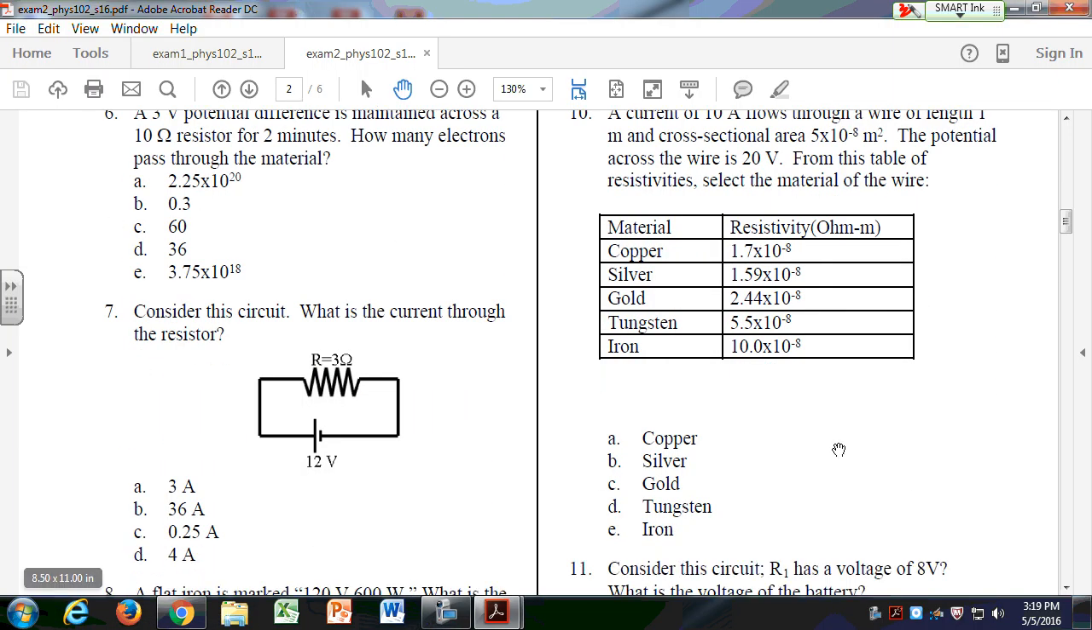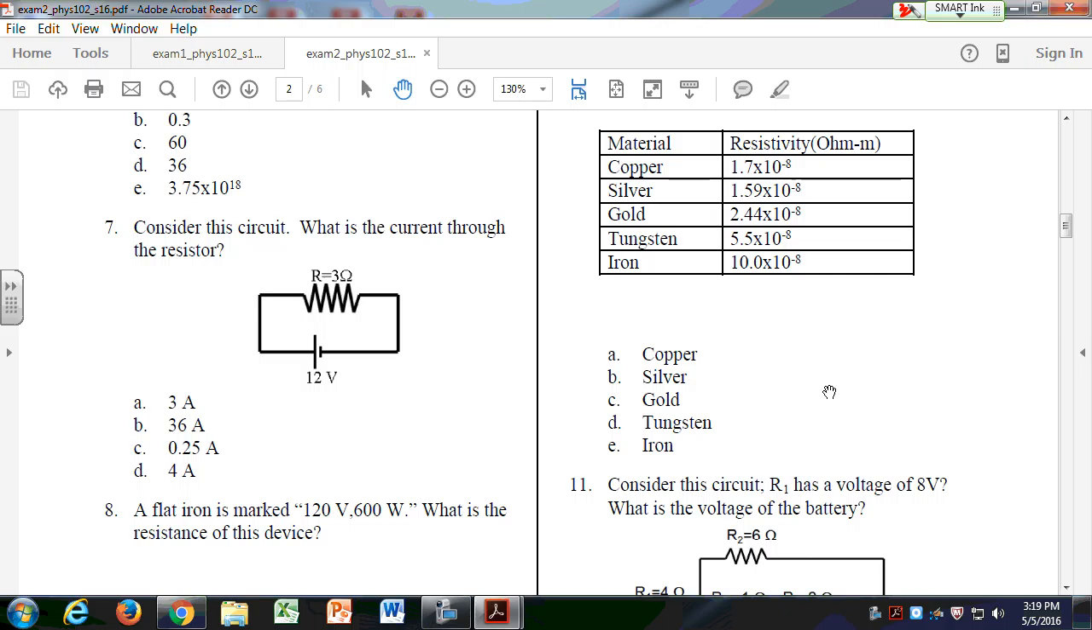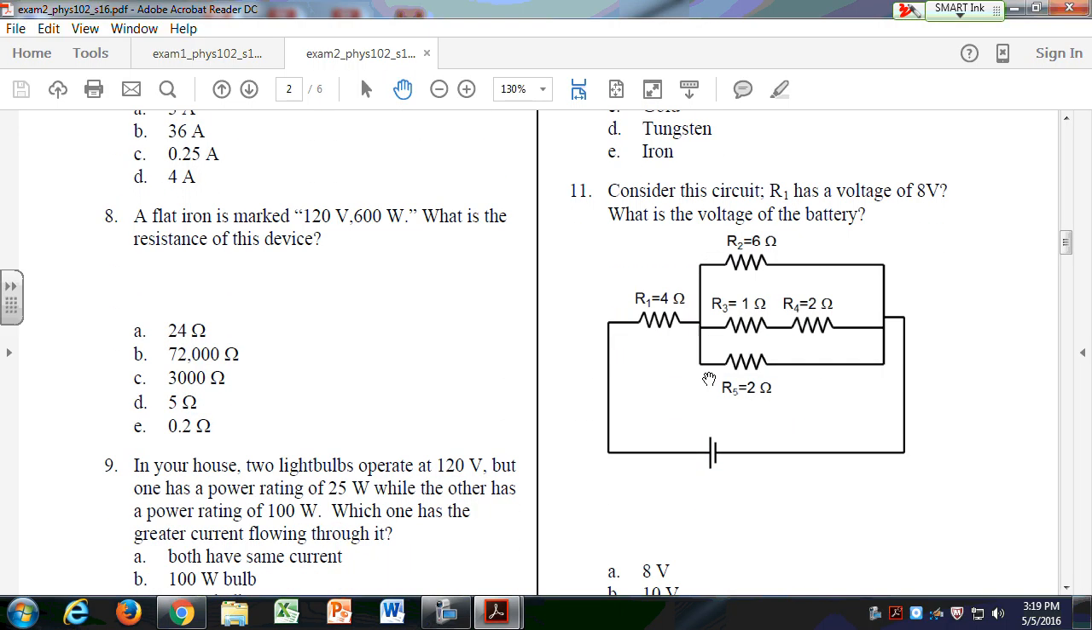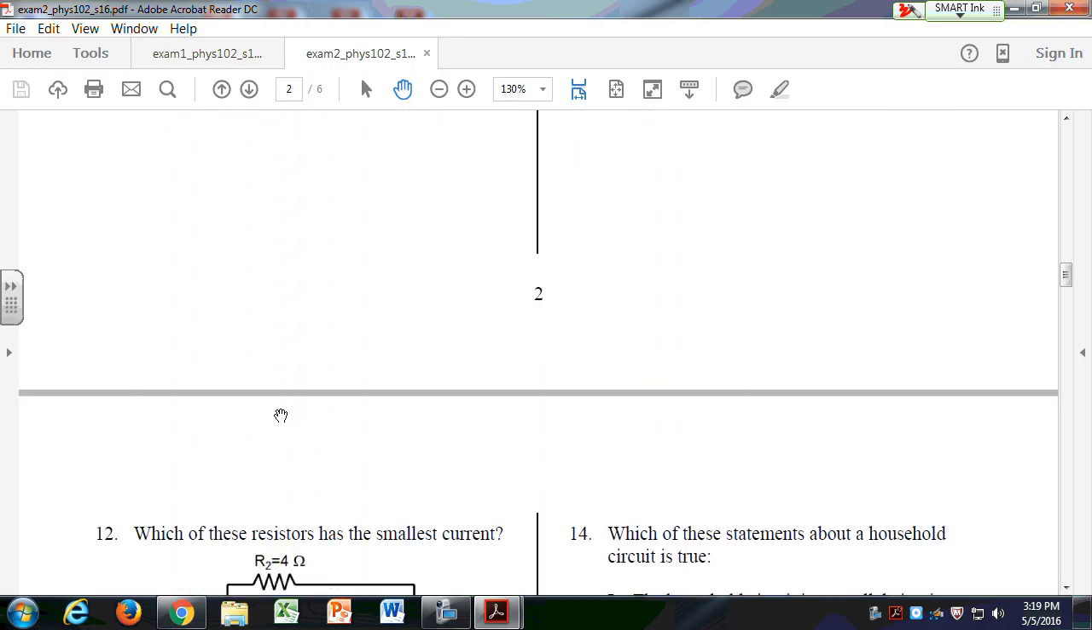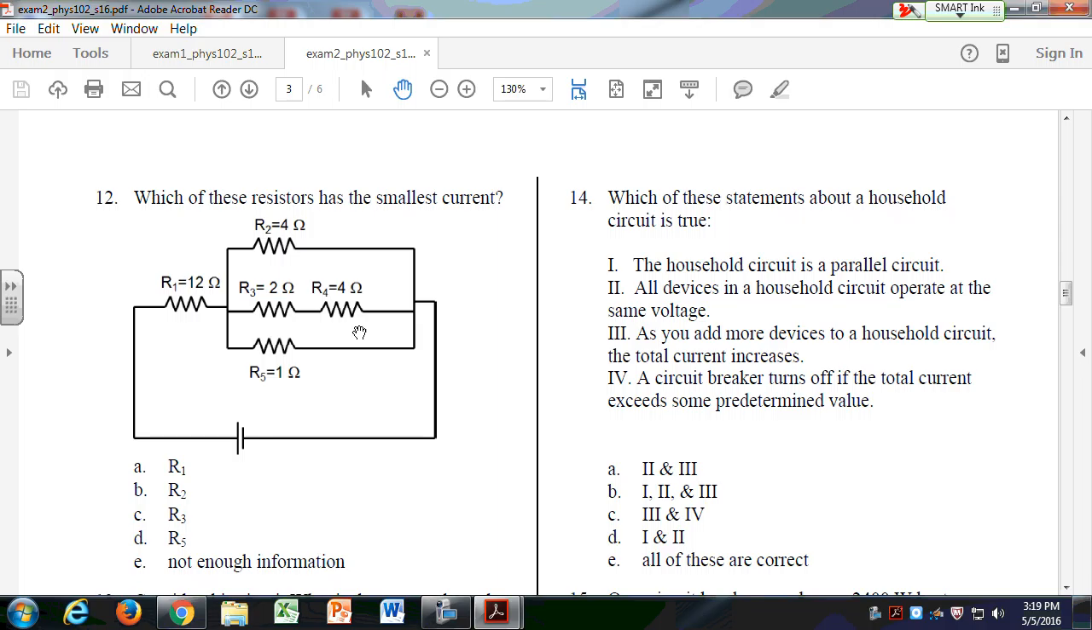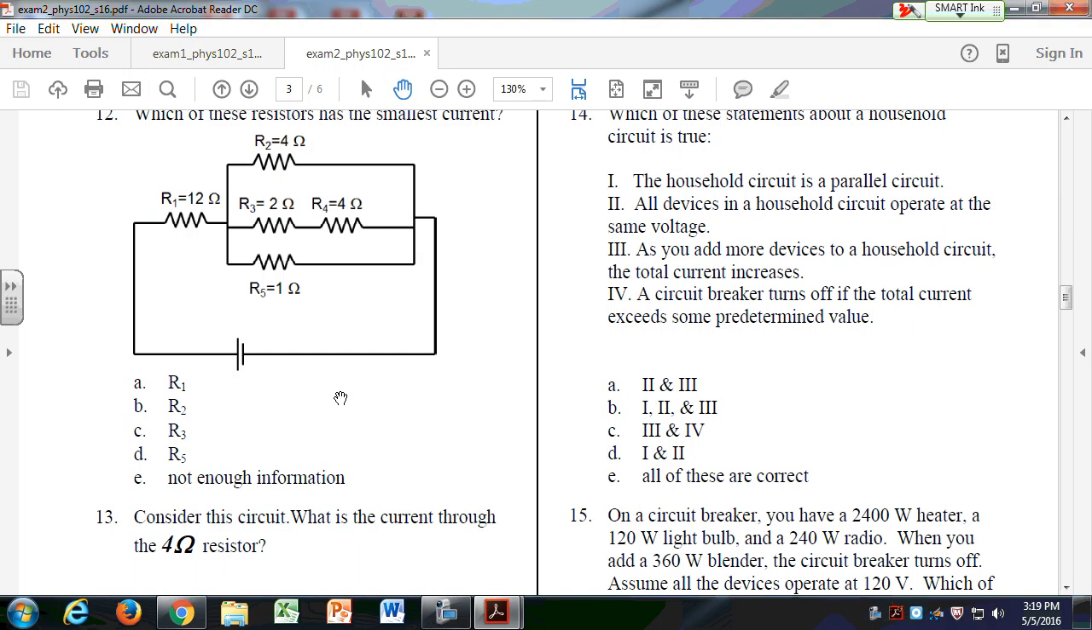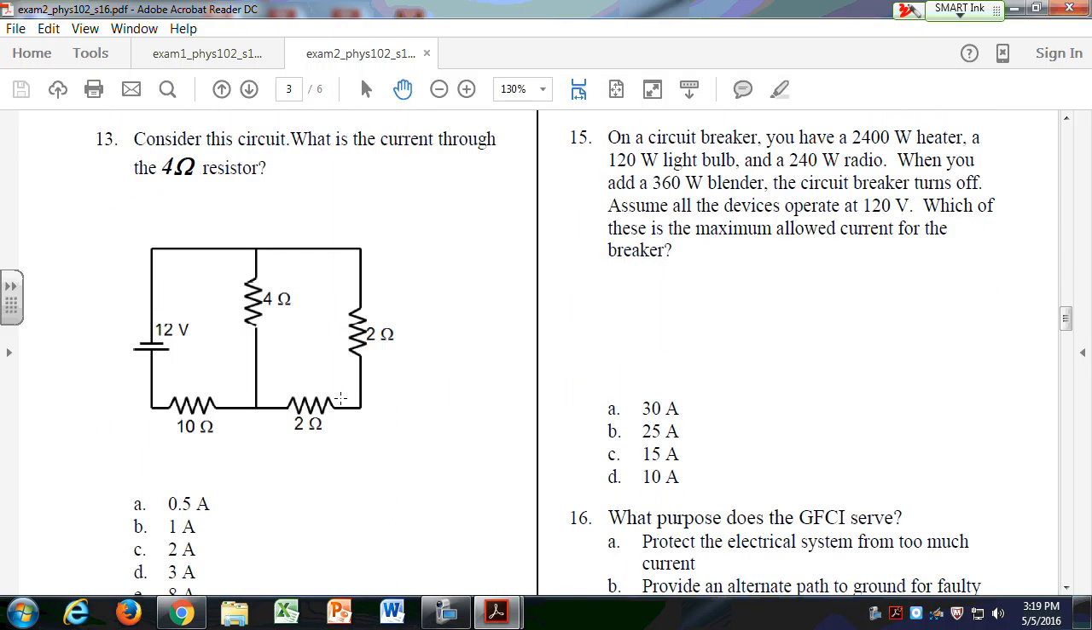Ohm's law again. Resistivity. Power and how it relates to our household items. Combination circuits like this. Stuff about your house. Make sure you understand those 3 systems we talked about and the basics of your house.